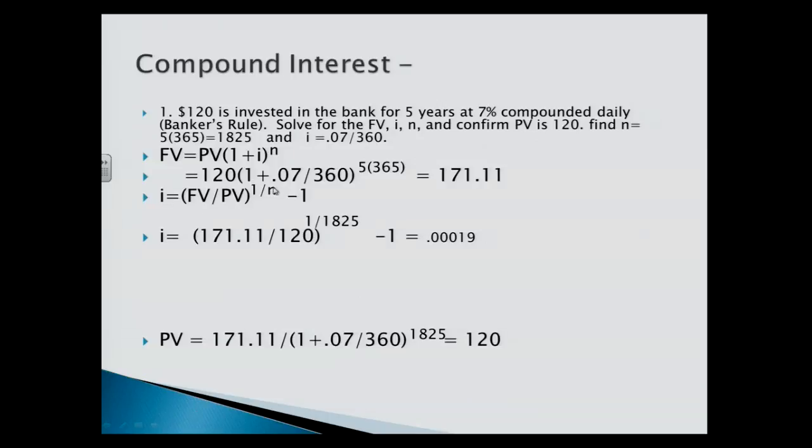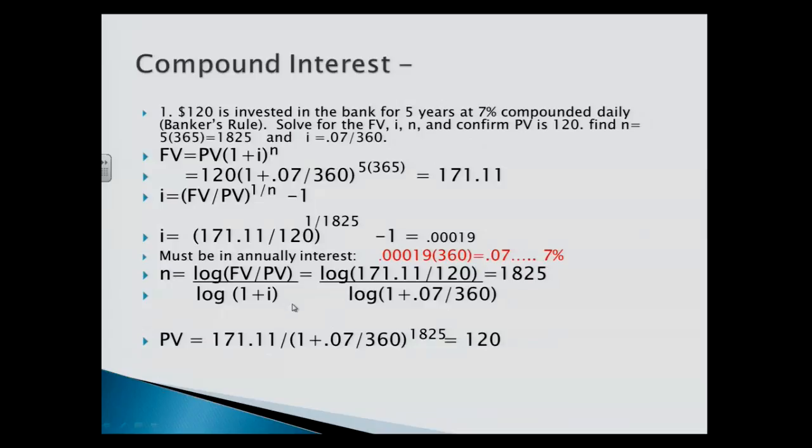In the formula to calculate I, make sure this exponent is in parentheses. Okay, I didn't have to do it here, but when you put it in your calculator, you have to. So, we got an interest rate of 0.00019. Cannot leave it in that form. You multiply it by 360 and you get 7% interest.